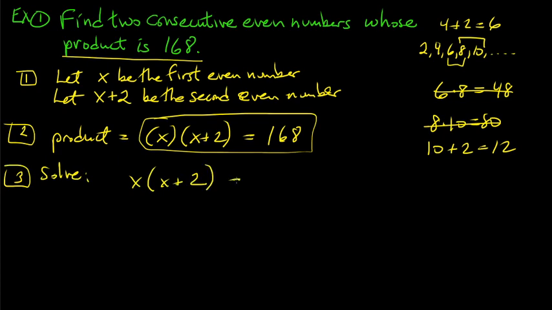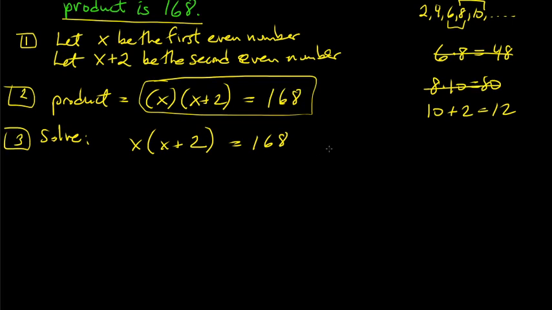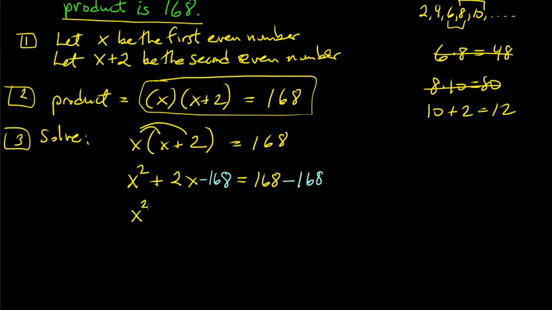So x times x plus 2 equals 168. In fact, this is a quadratic equation. If we multiply this out, x times x is x squared, plus 2 times x is 2x, and that equals 168. However, we know this is not in standard form because it doesn't equal 0. So to put it in standard form, let's subtract the 168 from both sides. Now we're left with x squared plus 2x minus 168 equals 0. Okay, now it's in standard form.